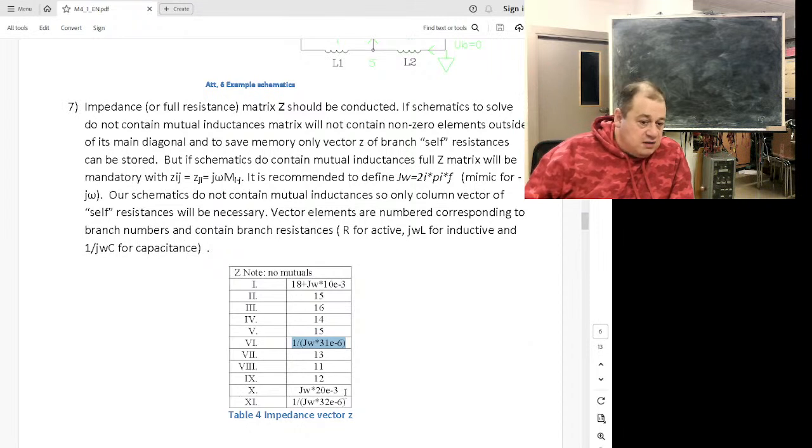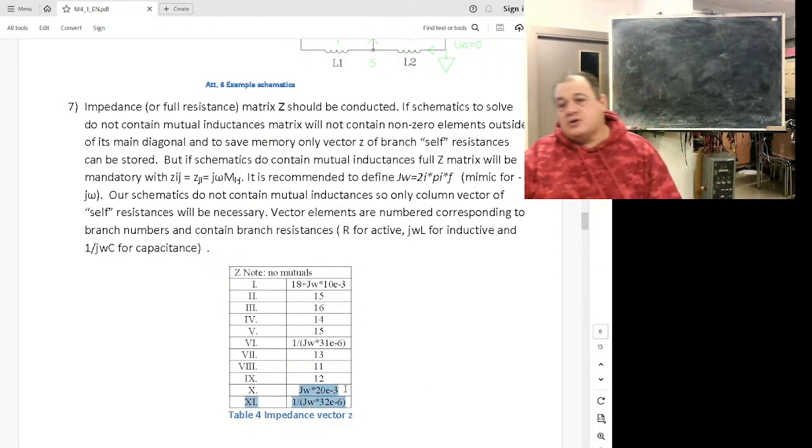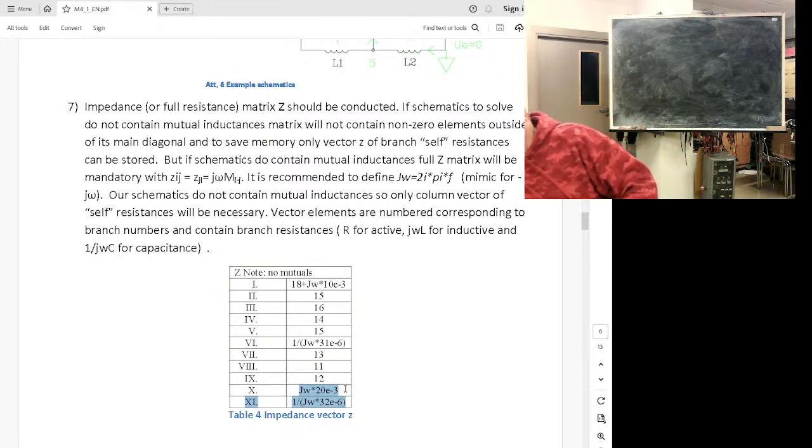For coils, Sir, I have a doubt in this section, sir. Sorry? Impedance vector, table number 4, how can we do that? 18 plus jω multiplied by 10 to the power minus 8. Yeah, how can we do it?